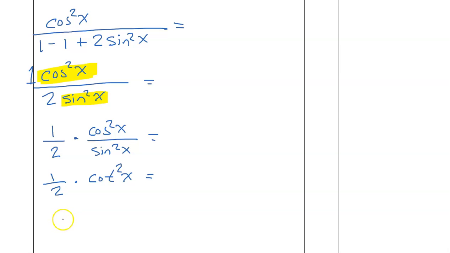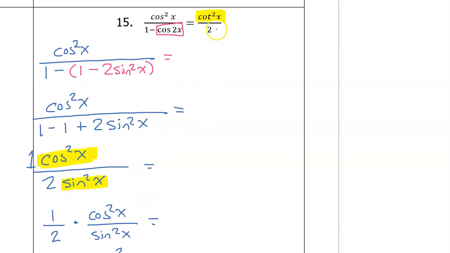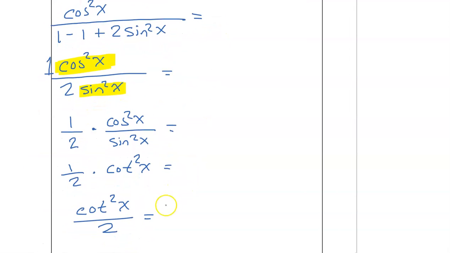And then it's easy to see that this is the same as cotangent squared x over 2. And that, my friends, is the target. So cotangent squared over 2 equals cotangent squared x over 2.